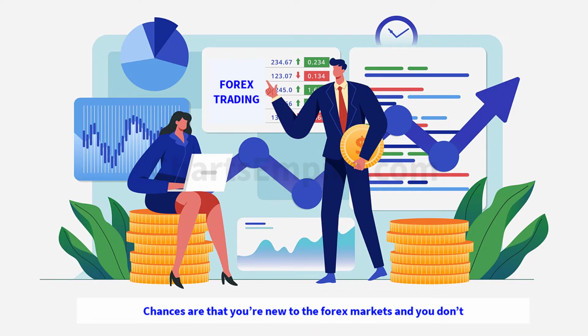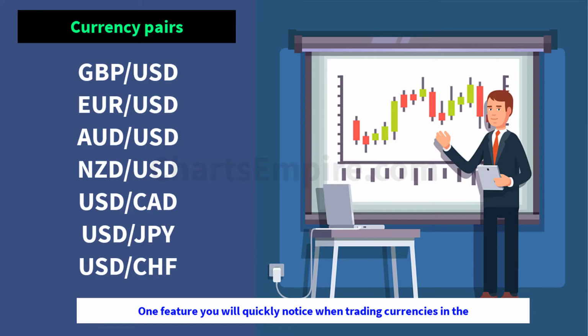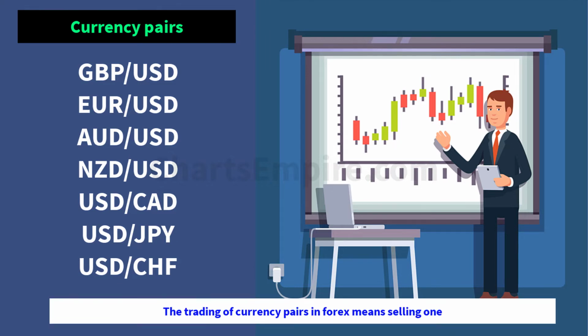Chances are that you are new to the Forex market and you don't have an idea of what Forex trading is and how exactly it works. One feature you will quickly notice when trading currencies in the Forex market is that you trade them in pairs. These are also known as currency pairs. The trading of currency pairs in Forex means selling one currency and then buying another currency in return.